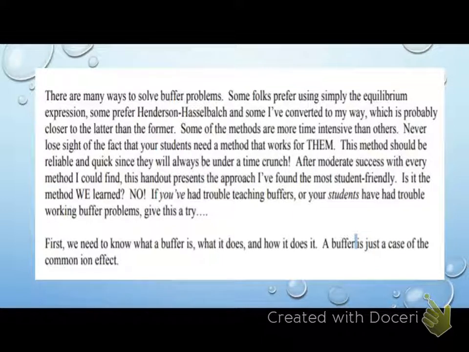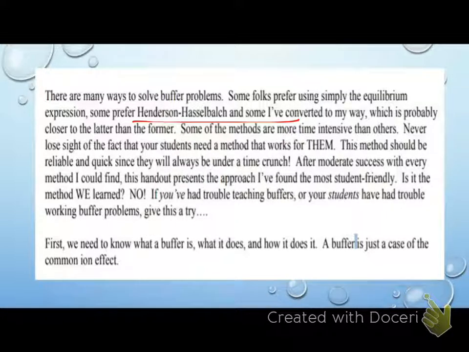There are two ways to solve these buffer problems. The formula that I'm giving you is a much easier formula than what is called the Henderson-Hasselbalch formula. It is a wrestling move, because buffers you have to wrestle with.